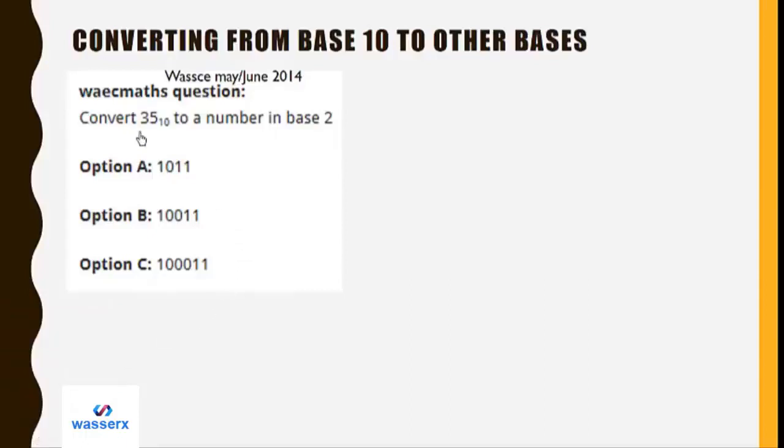We want to convert 35 base 10 to a number in base 2. So we use a table that can help us do that. This is the base we want to convert to, which is base 2, and the number given to us is 35 base 10. Now the remainders are what will give us the required result. So now we divide repeatedly by 2.